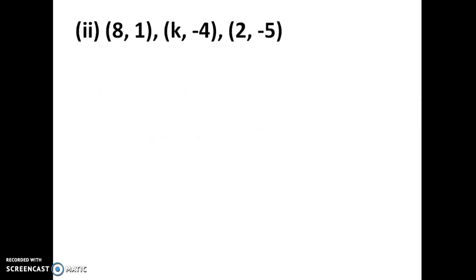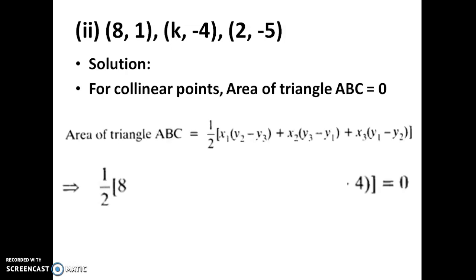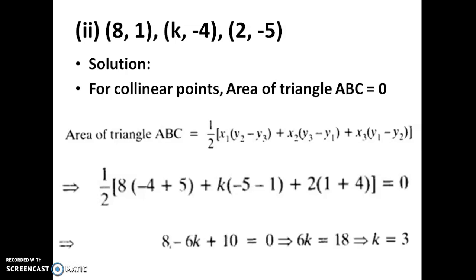Then this problem is also the same way. Here one of the x coordinates is given as k, so we have to find it. Same method. Since it is collinear, the area of the triangle is equal to 0. Put it in the formula. After substituting and solving, you will get like this. After solving, you will get k is equal to 3.